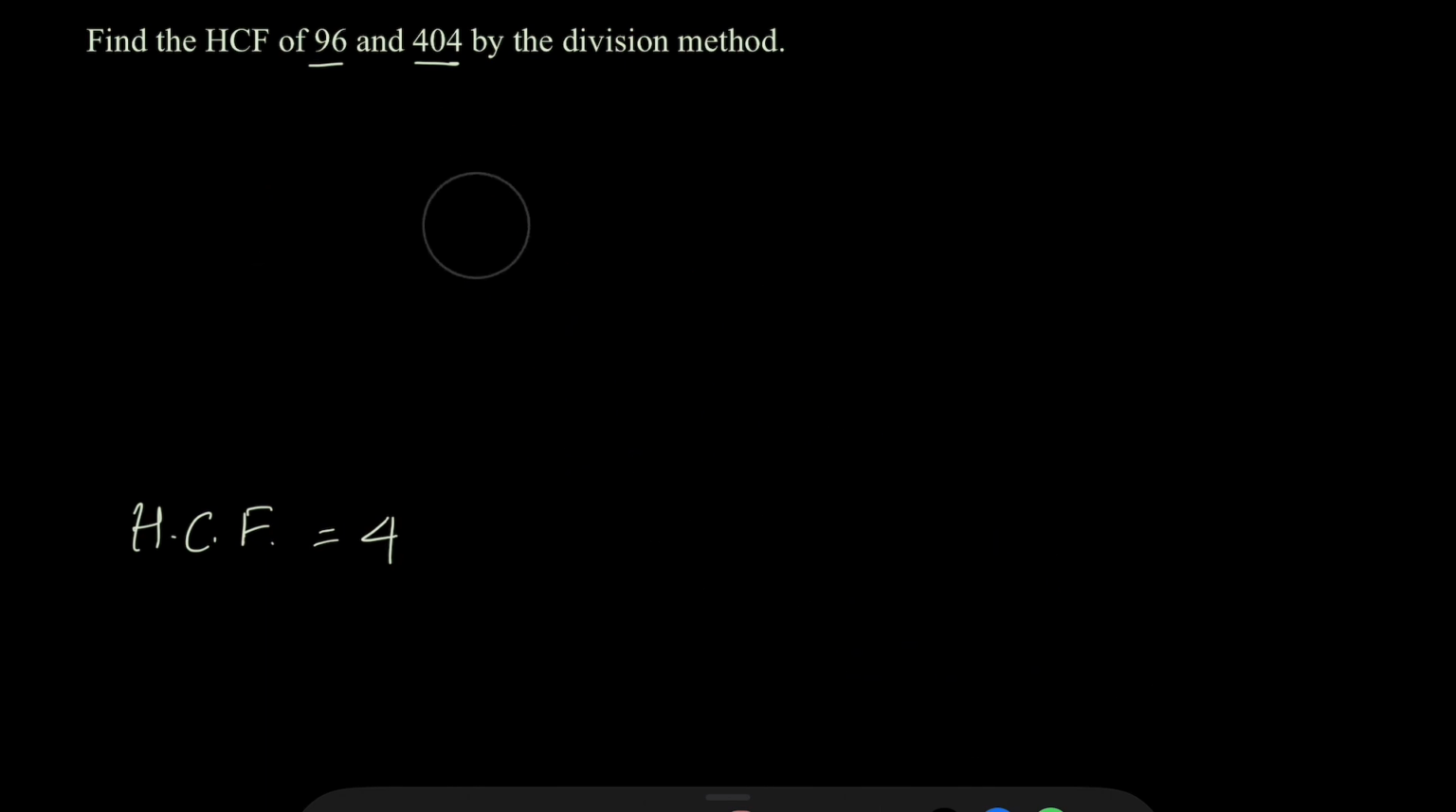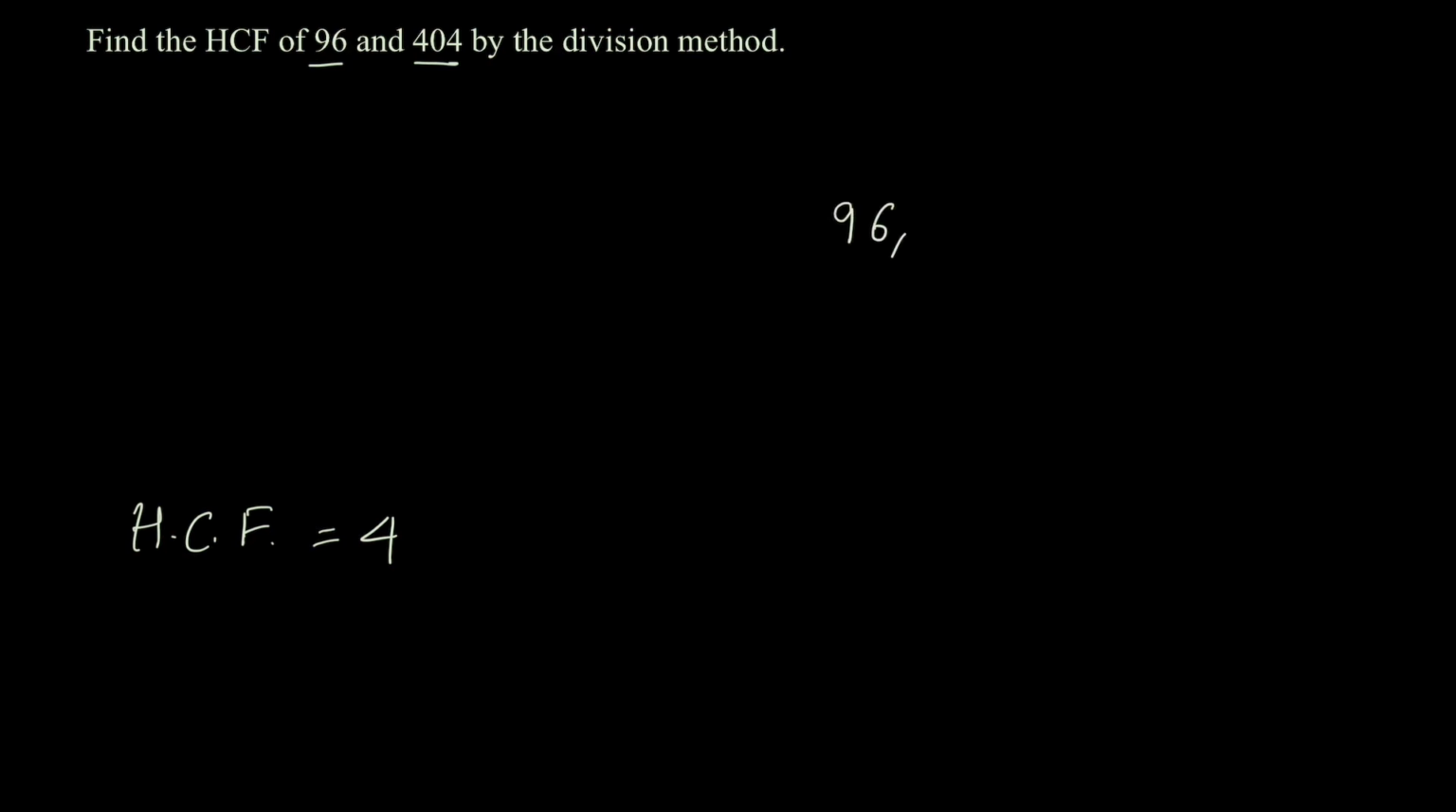Now, let's try the prime factorization method to verify if we got the right answer. Both of these are even and share 2 as a common prime factor. 48 into 2 gives us 96, and 202 into 2 gives us 404.